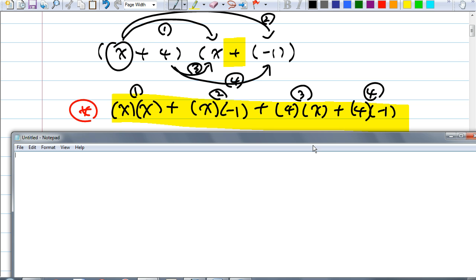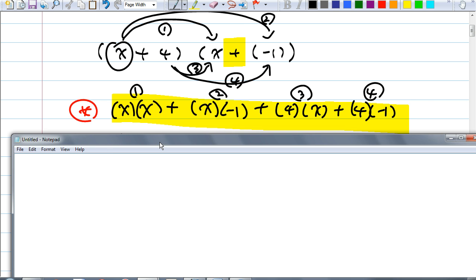But here we're multiplying. Remember, this is x to the first power. X to the first power, you have to add the exponents because you have the same base. Remember? So, Christina, tell me the answer again. Okay, so x squared plus negative x. Right. Plus 4x. Right. Plus negative 4. Exactly right.